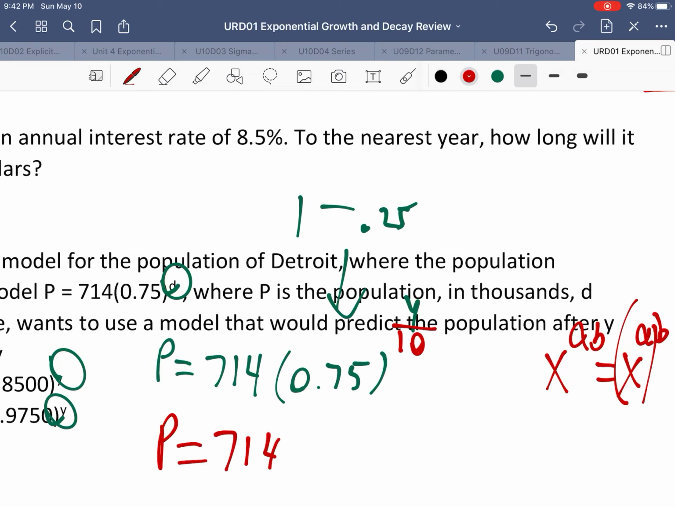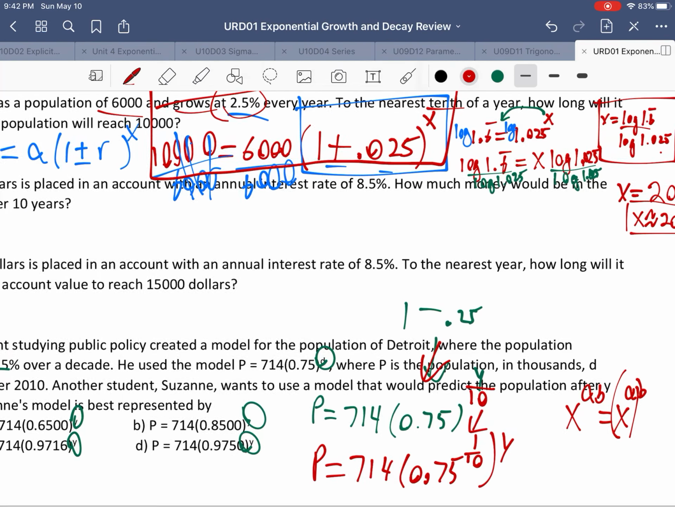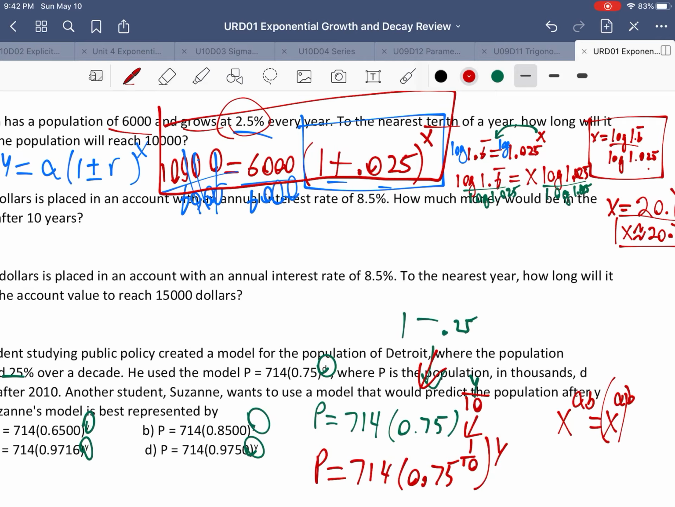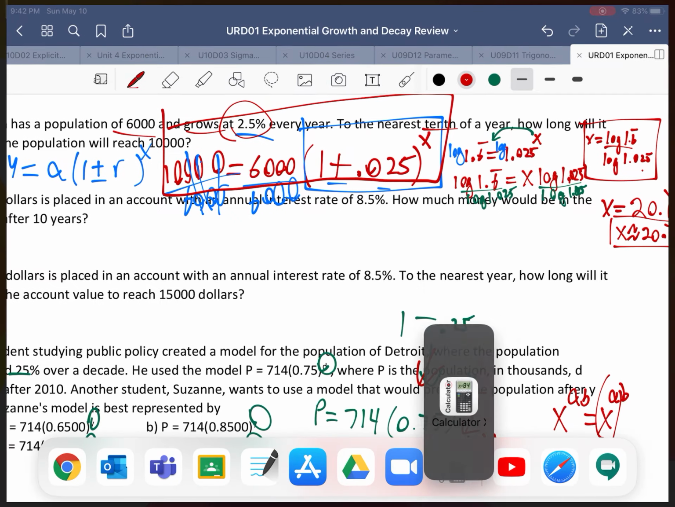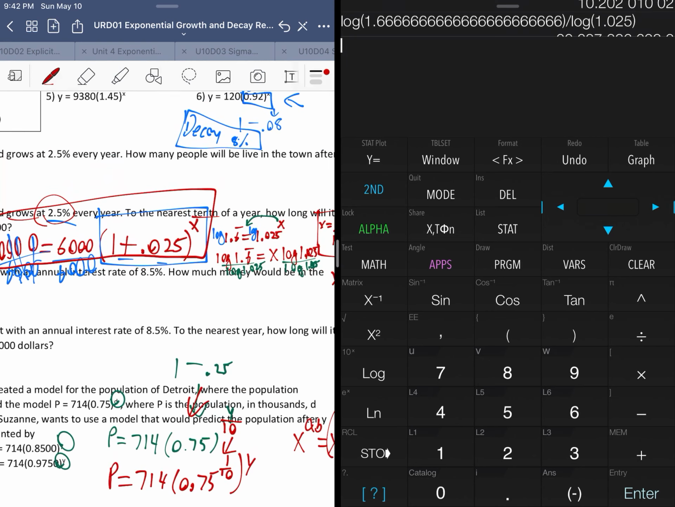So this is going to be p equals 714 times 0.75 to the power of 1/10 to the y power. And this expression is going to simplify to be one of those other rates. So currently we're looking at the decade rate. This will convert it to a yearly rate. So we're going to use our calculator and figure out which one is the correct one, if any of them.